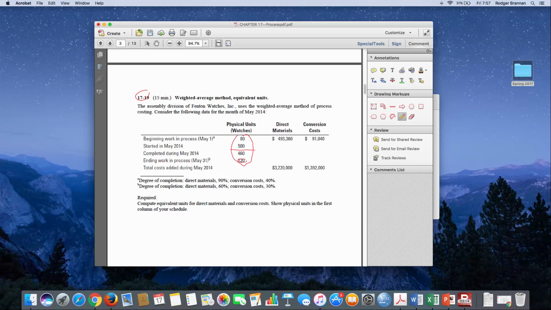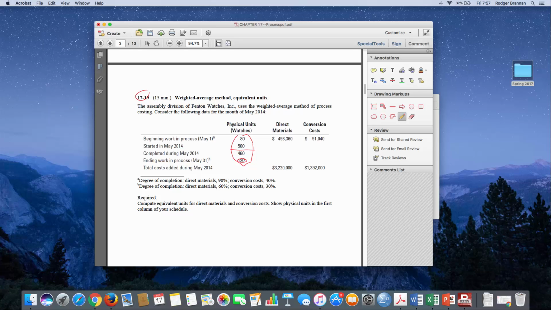Now the 120 units here are what are the things that are in ending inventory. And often they're in some stage of completion. They may be 100% with respect to materials, they may be something less than that. Generally, then, obviously, if they're not complete, they haven't added all the conversion costs to it. So this is where you begin to look at the issue of equivalent units.